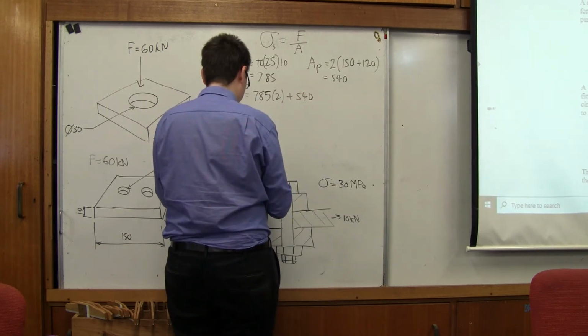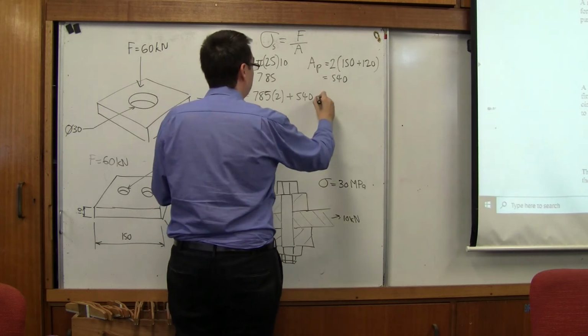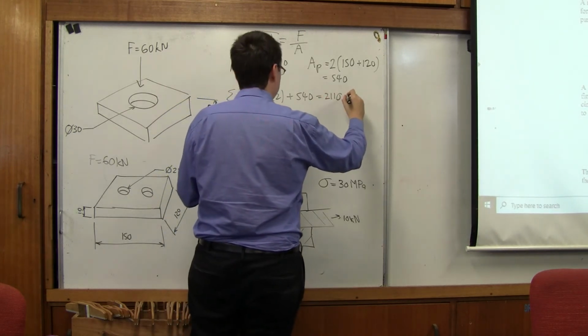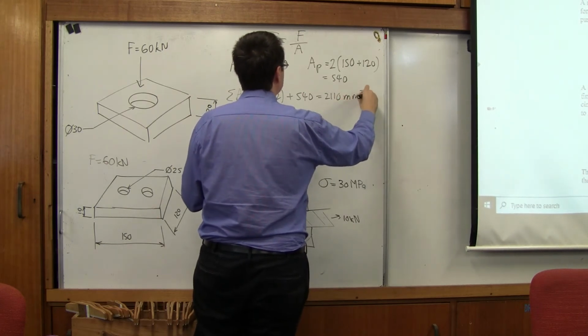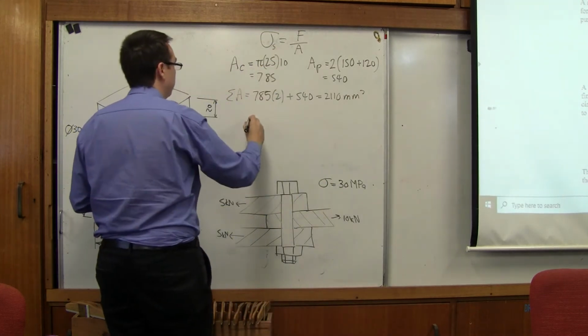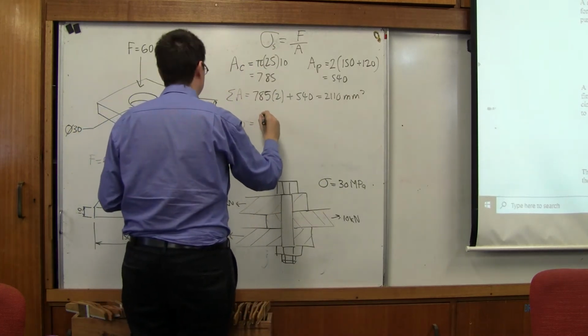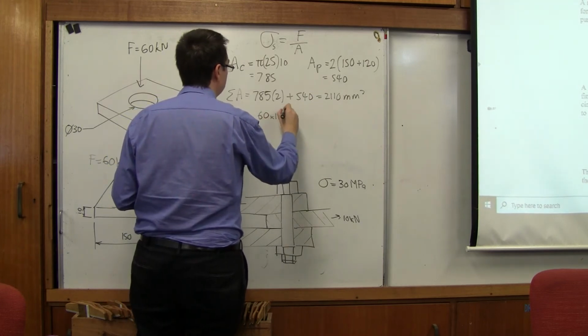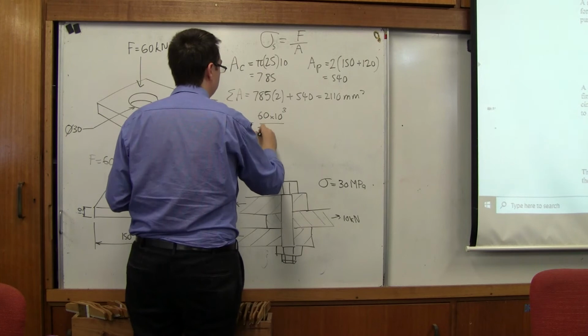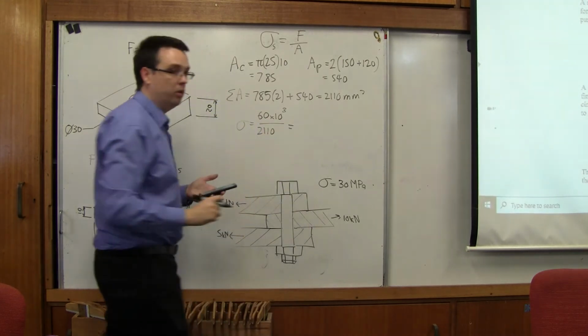So 785 plus 785 equals 2,100 millimeters. It's millimeters squared, of course. And then our force is, so stress equals force, which is 60,000 divided by 21, which is going to be pretty close to 30 again.